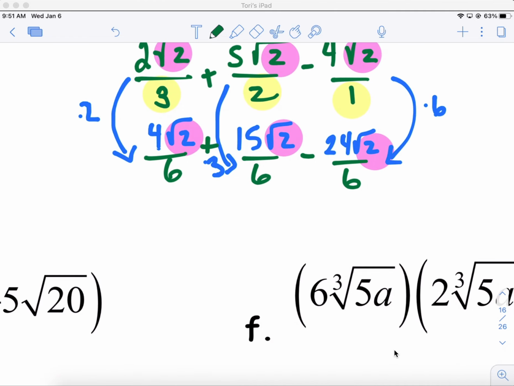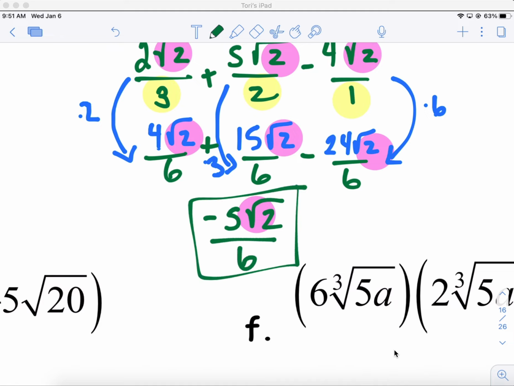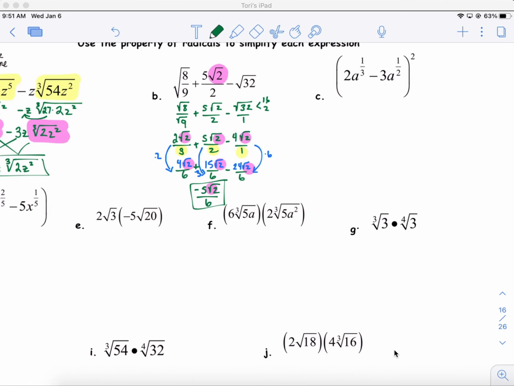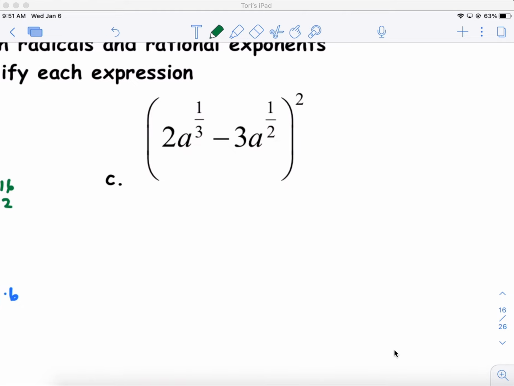Okay. All right. 4 plus 15 is 19. 19 minus 24 is going to give me a negative 5. That square root 2 stays there the whole time. He is not changing. And the denominator is going to stay a 6. This is my final answer. Okay. All right, letter C.